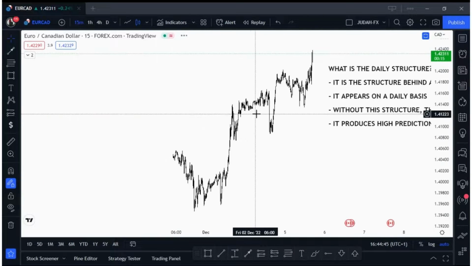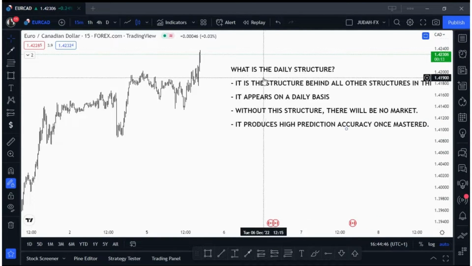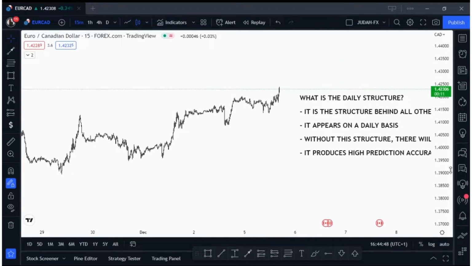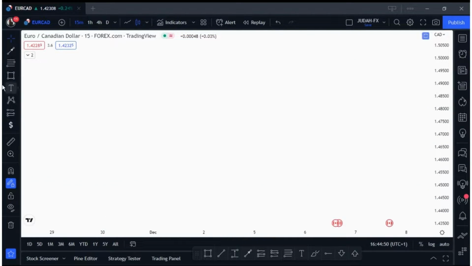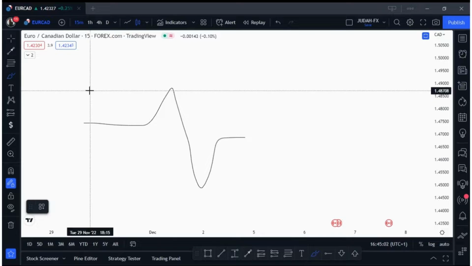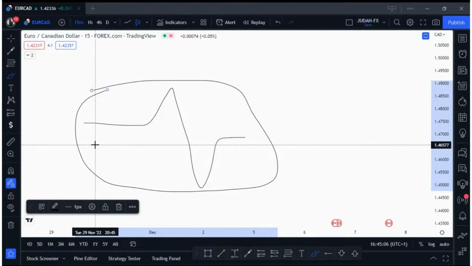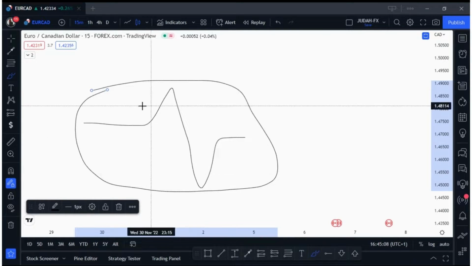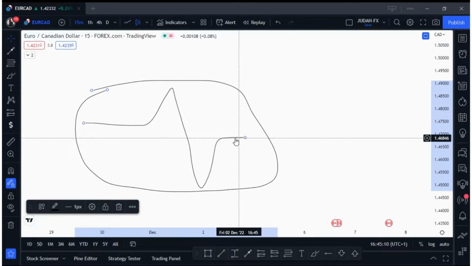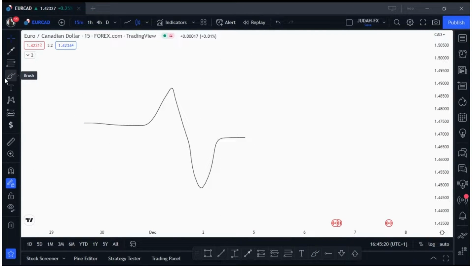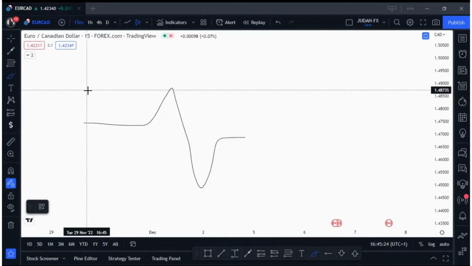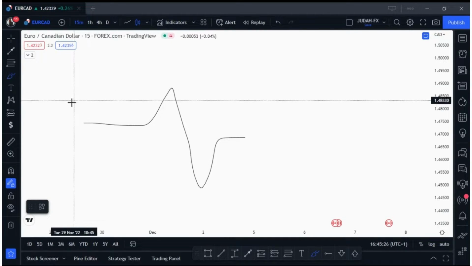Okay, so now I'm going to explain briefly how the daily market structure works. This is the daily structure. This whole structure right here looks pretty simple, right? This structure is the foundation of all other structures. There's a lot that goes into just this structure. It looks like a heartbeat, right? You can even say this is the heartbeat of the market.